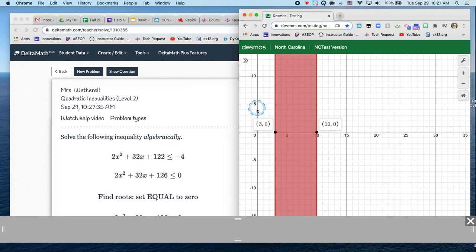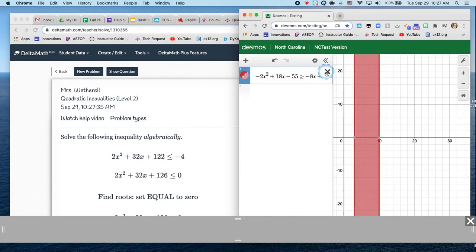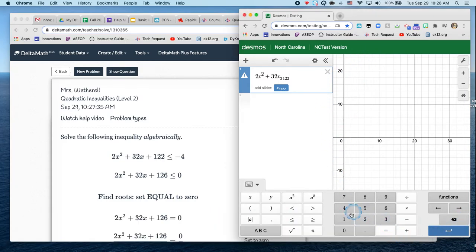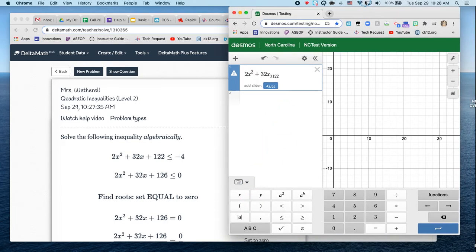Okay, so what about this one? We've got a less than symbol now. So let's graph this one. Give me a moment while I type it in. And I need the less than or equal to symbol, so I have to use my Desmos keyboard. I can get it on there, so that's less than or equal to 4.